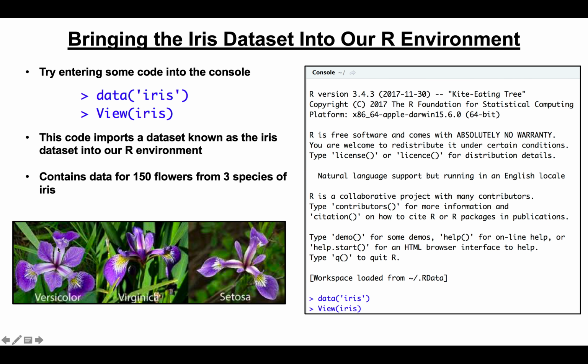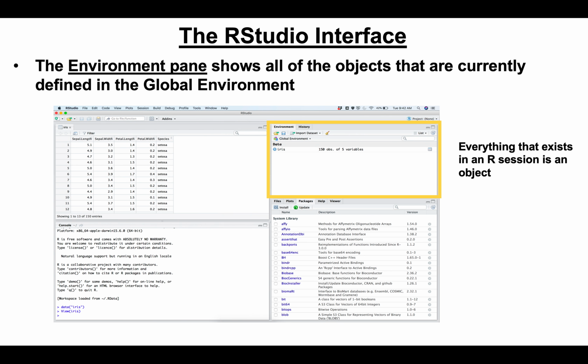They're different measures of the sepal and the petal length and width for these different flowers. Okay, and so that's the console. So we've got the console down here. Another section of the RStudio interface is called the environment section or environment pane, and that's in the upper right-hand corner here. And so that's going to tell us about everything that exists in our current session of RStudio.